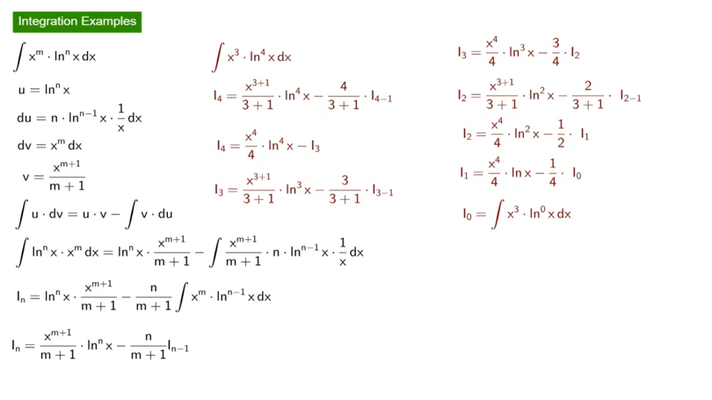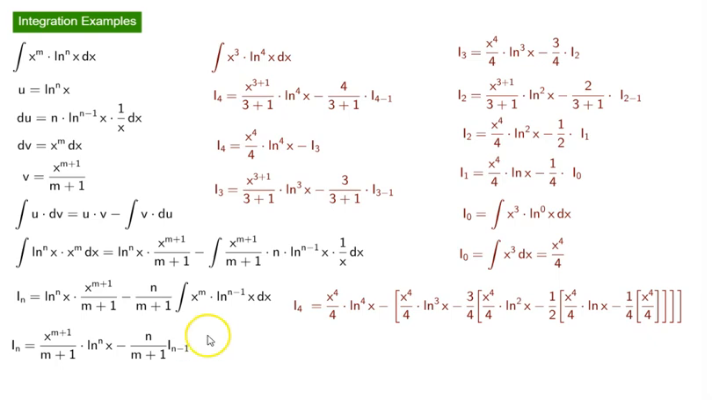Now, natural log to the power of 0 x is 1. So it disappears. We are left with the integral of x cube dx, which is equal to, we know this, x to the power of 4 by 4. Now combining all of these into I sub 4. So we have I sub 4, first term, minus I sub 3. So we build up this expression by incorporating all of these.